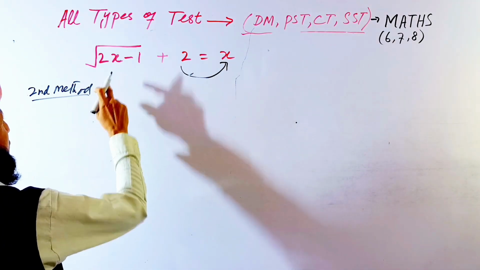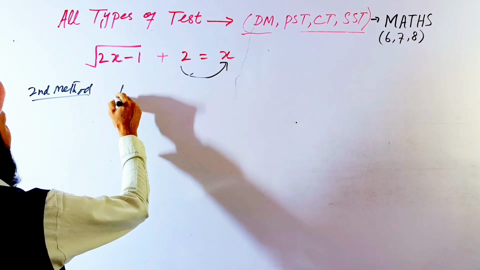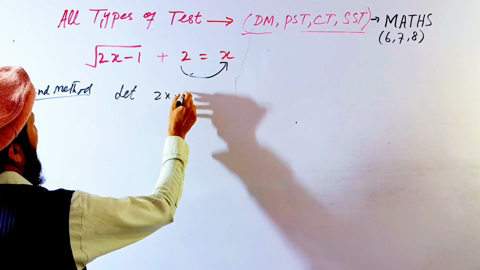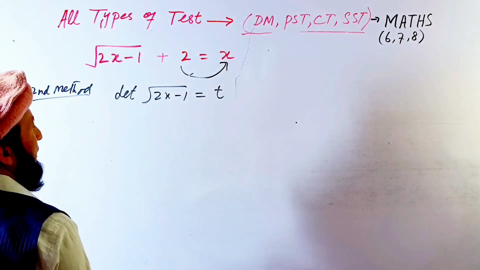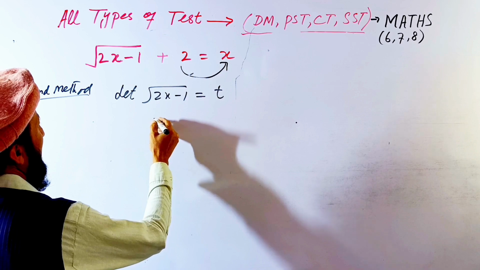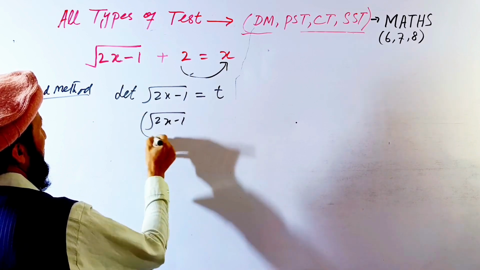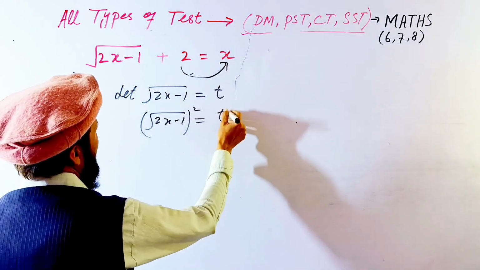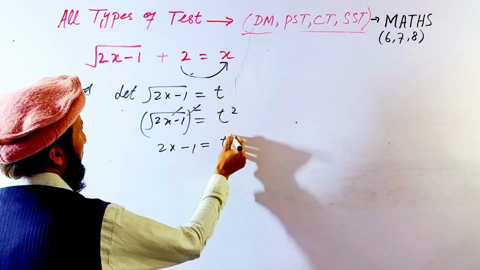Let the square root of 2x minus 1 be the expression under the root. If we take this supposition, let the square root of 2x minus 1 be equal to t. So what is the result? Taking the square on both sides, the square root is cancelled. 2x minus 1 is equal to t square.